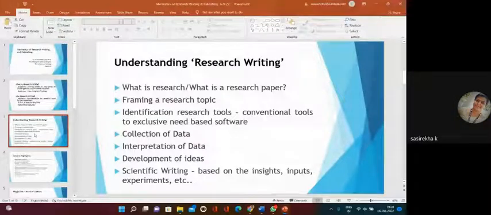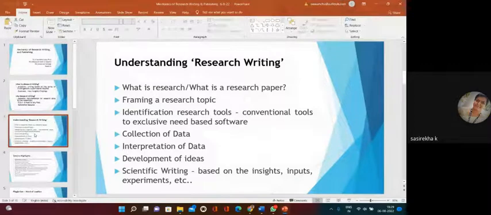So the prominent part of research writing is about collection of data. When data is collected, it has to be interpreted properly. When the interpretation of data is done in a periodical way and in a scientific way, we generate research ideas.